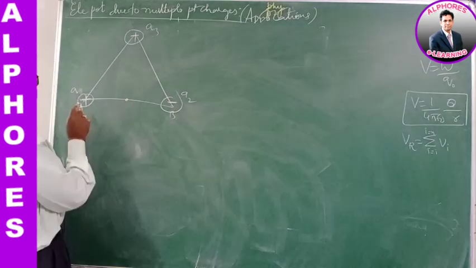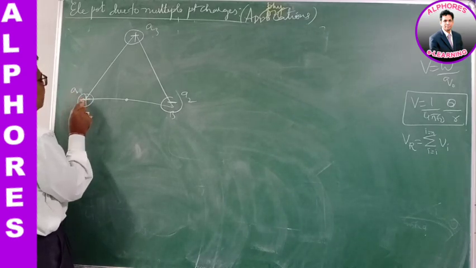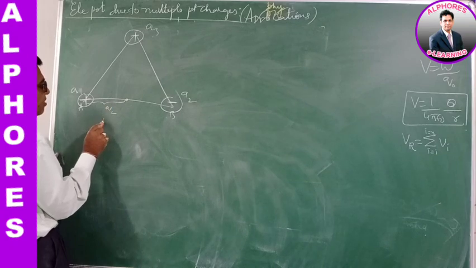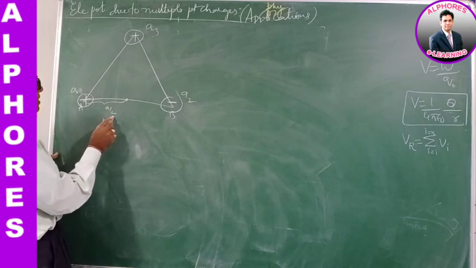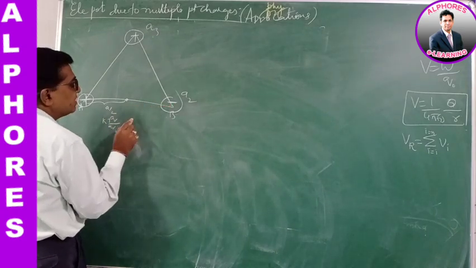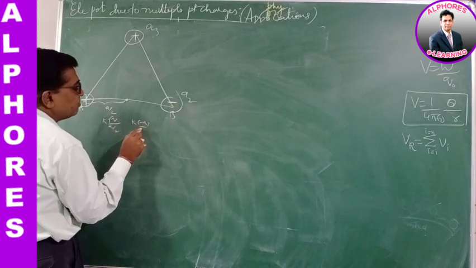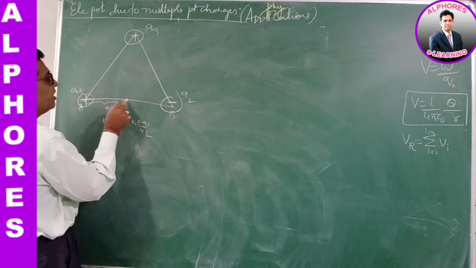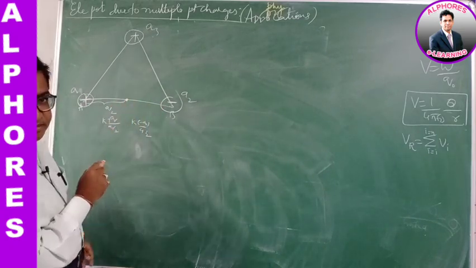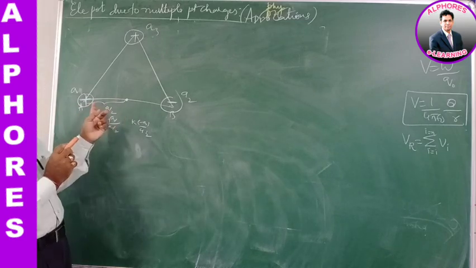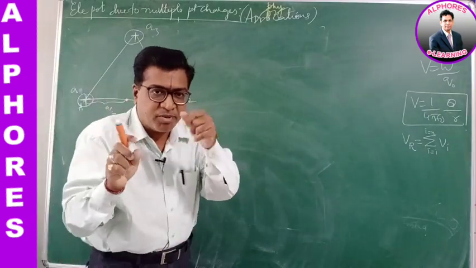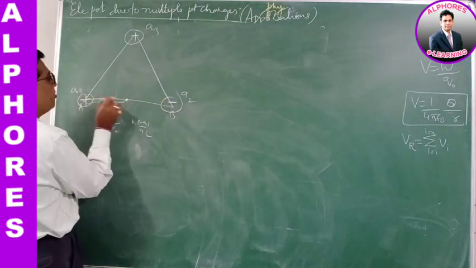Due to the positive charge plus Q, the distance is A by 2, so the potential would be K, the Coulomb constant, Q by A by 2. But due to the other, it is K into minus Q by A by 2. Both are equal and opposite. These two form a dipole, equal and opposite charges, so we have just proved that at the midpoint the potential is zero. So for a dipole, the potential is zero.